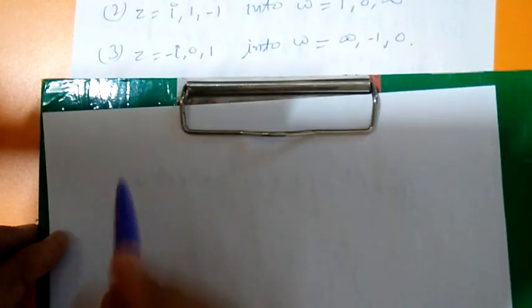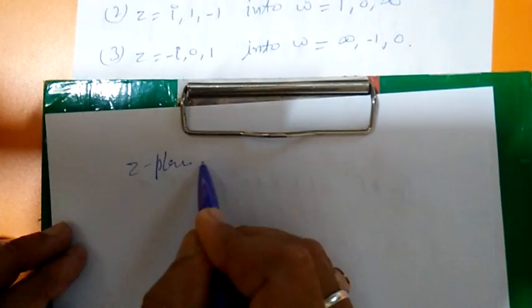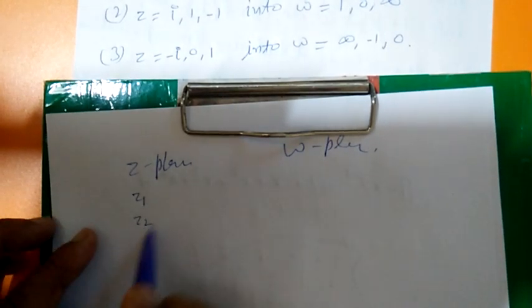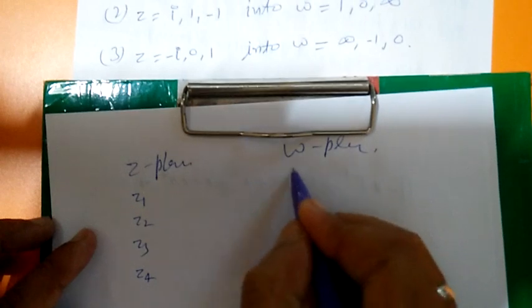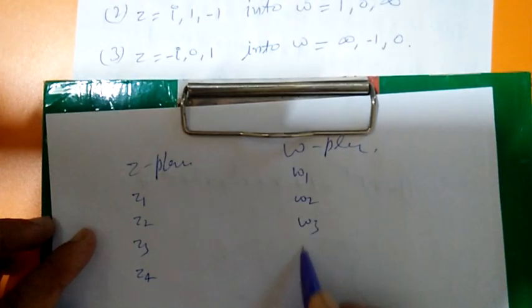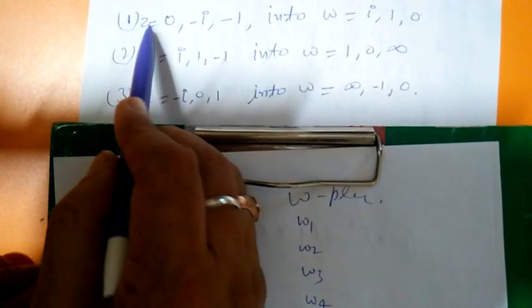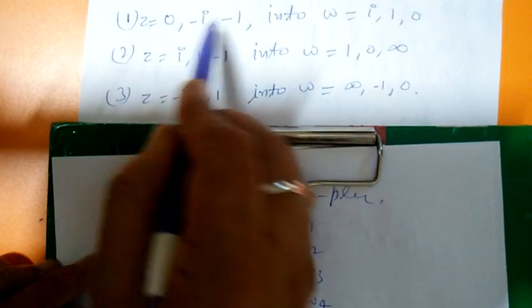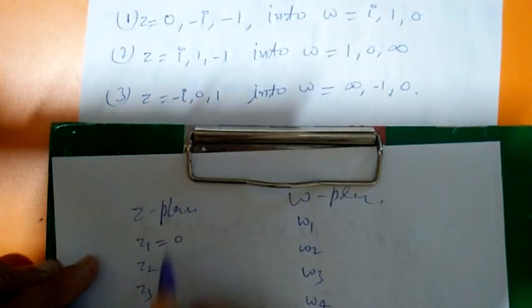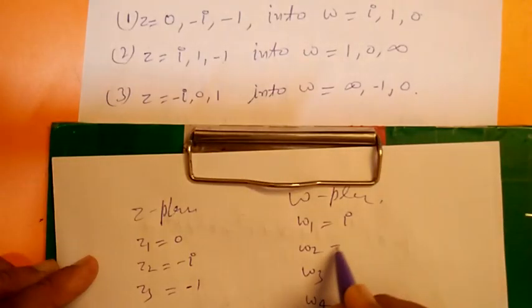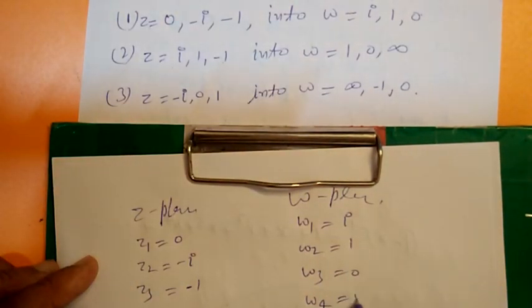Here if we compute, say this is the z plane and this is the w plane, so points of the z plane are z1, z2, z3, z4, points of the w plane are w1, w2, w3, w4. According to the given question 1, here this is z1, z2, z3, z4. So z1 is 0, z2 is minus iota, z3 is minus 1, and z4 is z. Similarly here w1 is iota, w2 is 1, w3 is 0, and w4 is w.